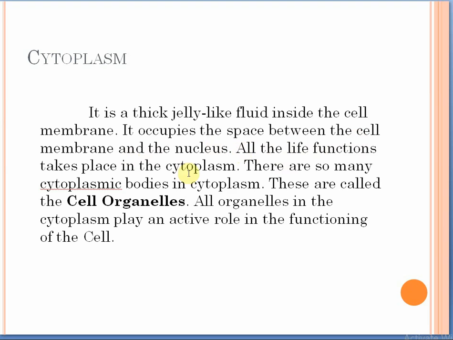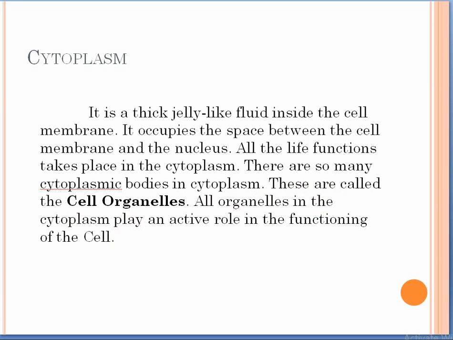Next, all the life functions take place in the cytoplasm, because all the cell materials are present in the cytoplasm only. There are so many cytoplasmic bodies in the cytoplasm, that means so many materials inside it. These are called the cell organelles. All organelles in the cytoplasm play an active role in the functioning of the cell. All the organelles present inside the cell have a specific function to perform.